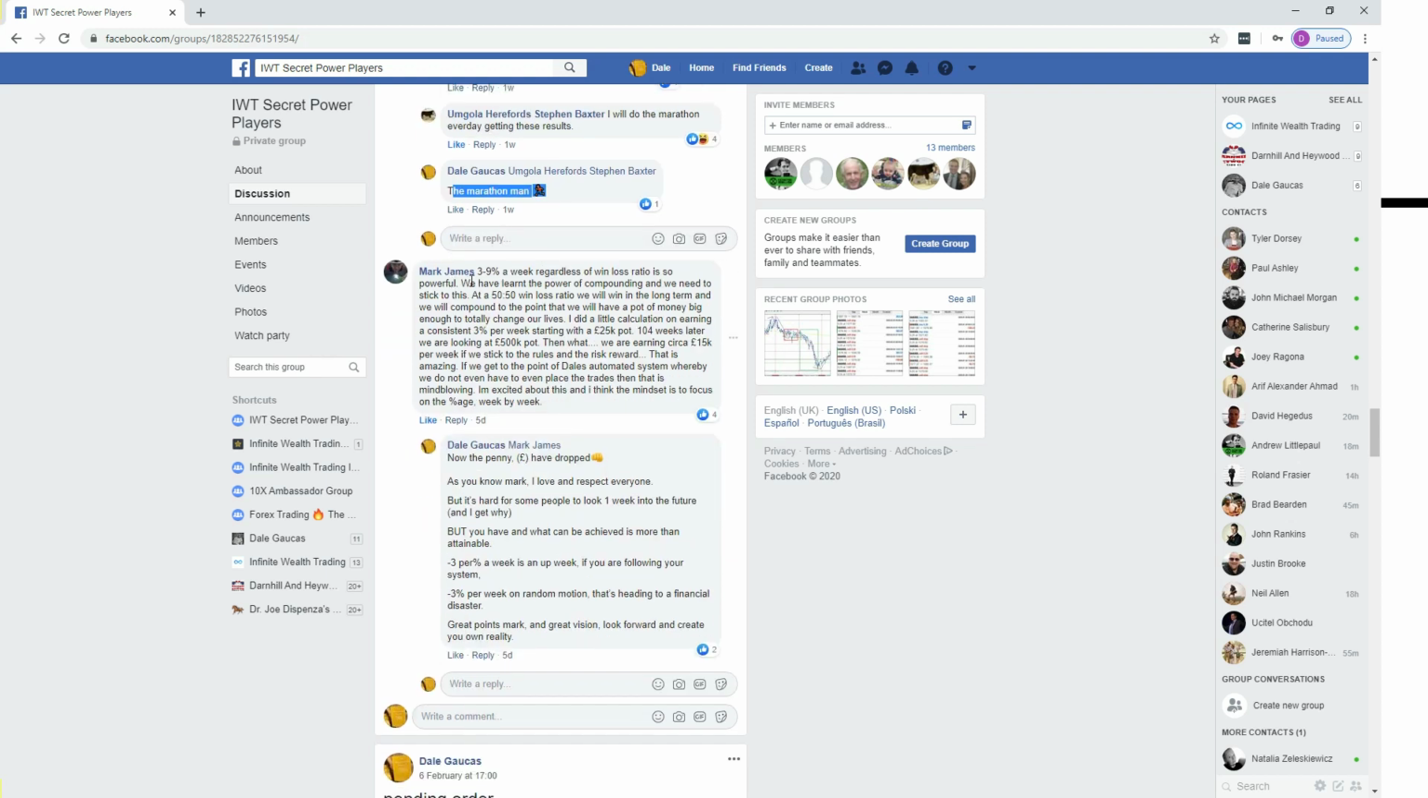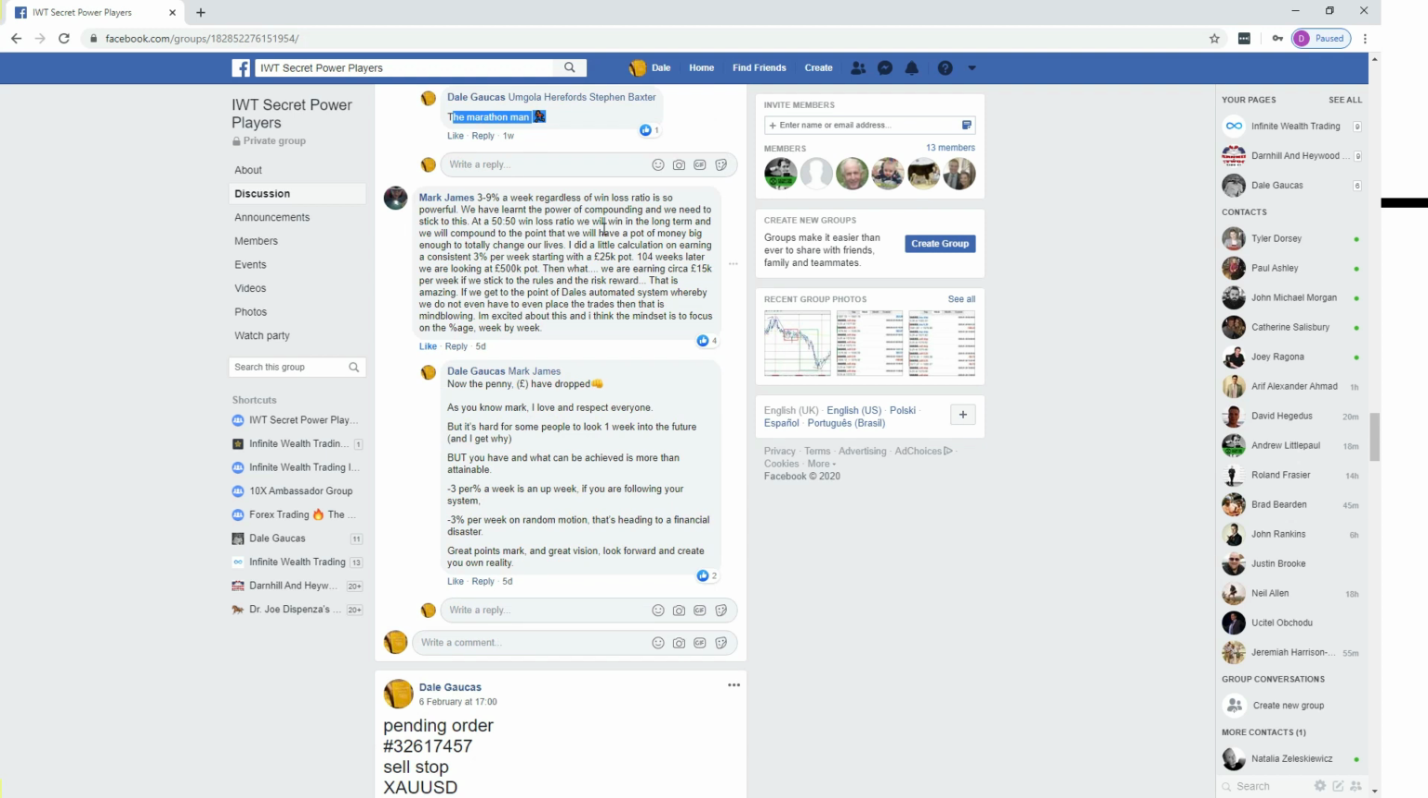Then we've got Mark James. Let's see what he's saying here. 3 to 9% a week, regardless of the win-loss ratio, is so powerful. We have learnt a lot of the power of compounding. We need to stick to this at a 50-50 win-loss rate. We will win long-term and we'll be compounding to the point where we have a pot of money big enough to totally change our lives.